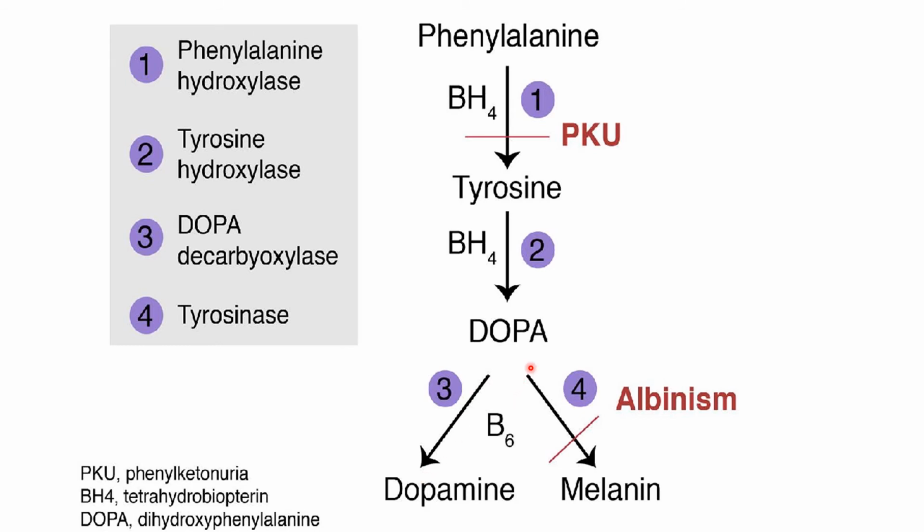And in the presence of the enzyme tyrosinase, it converts dihydroxyphenylalanine, that is DOPA, into melanin. The enzyme that converts DOPA into melanin is tyrosinase. If the tyrosinase enzyme is not present, then there is no conversion of DOPA into melanin and the condition leads towards albinism.